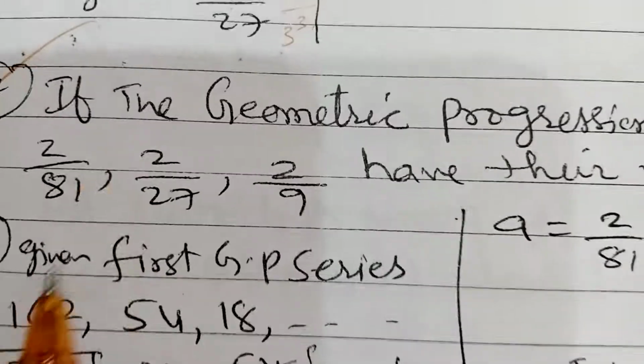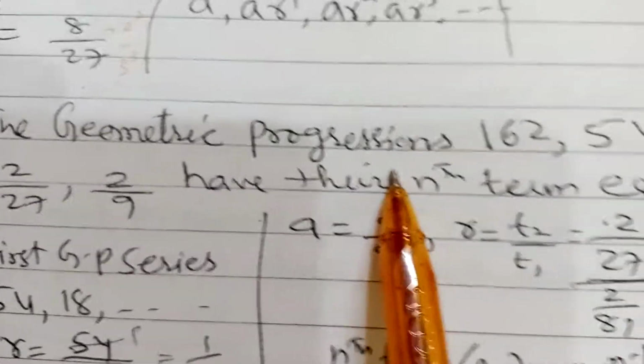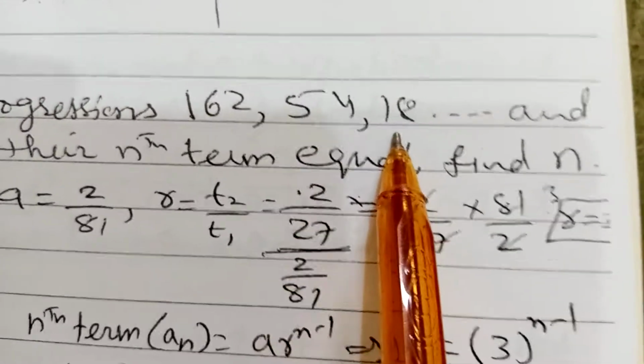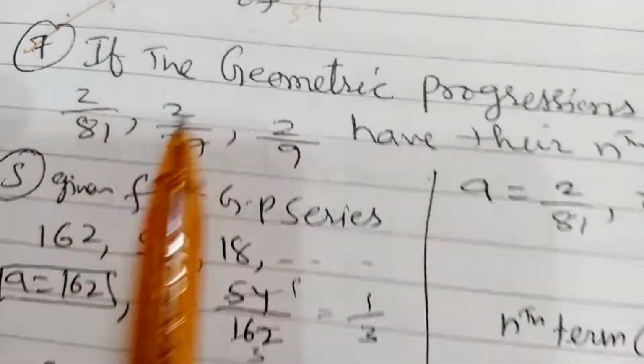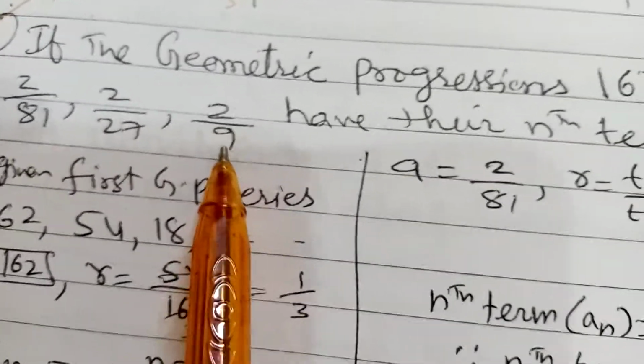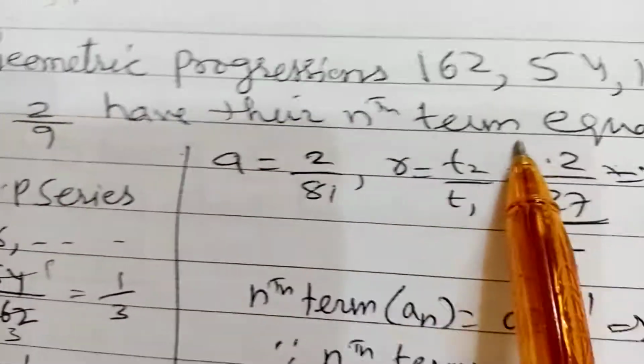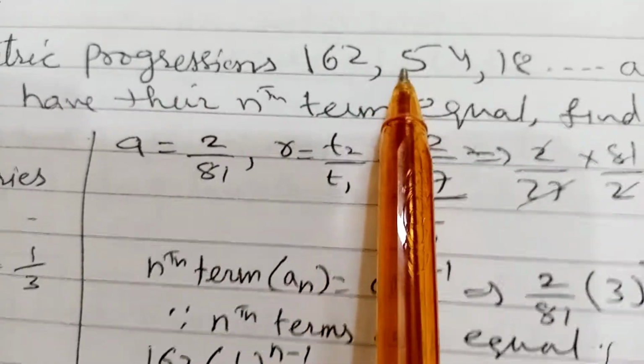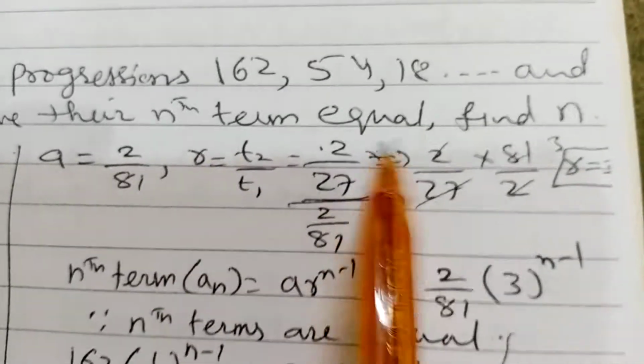Last question. If the geometric progression 162, 54, 18 up to series and 2 by 81, 2 by 27, 2 by 9 have their nth term equal. Means we have to find Tn of this series and this series, mark it and make it equal, then find n.